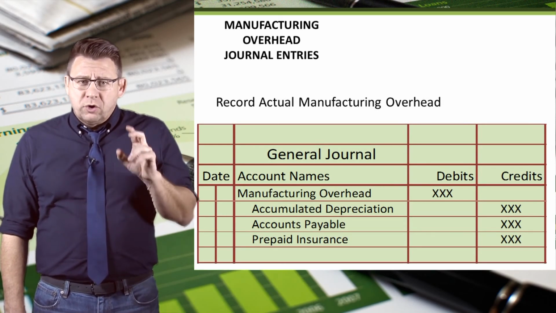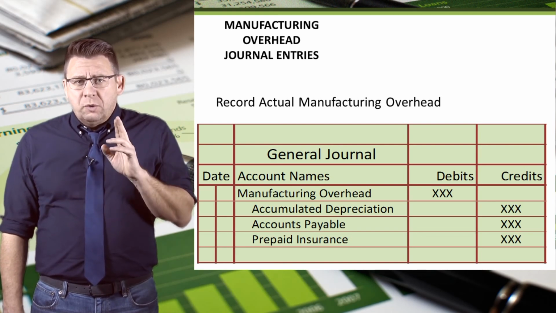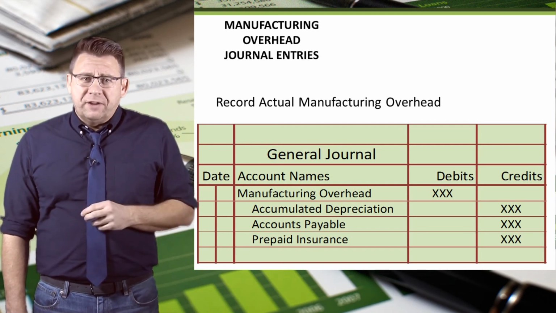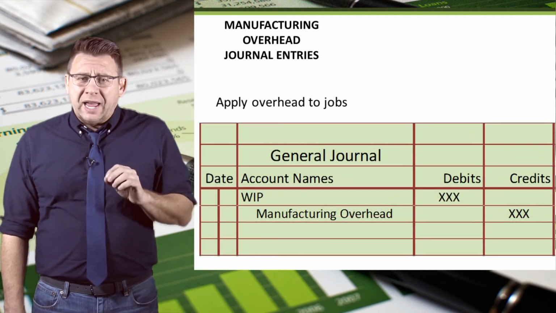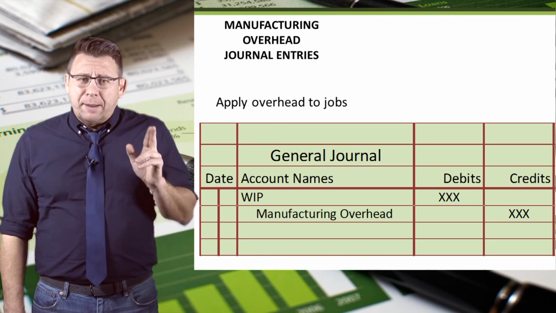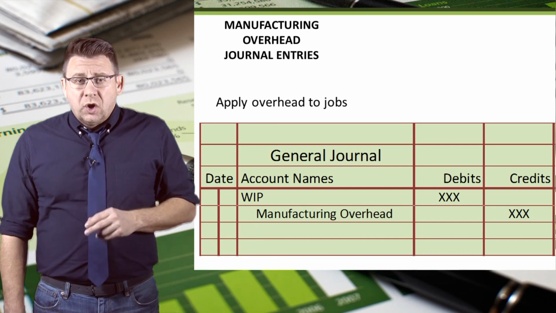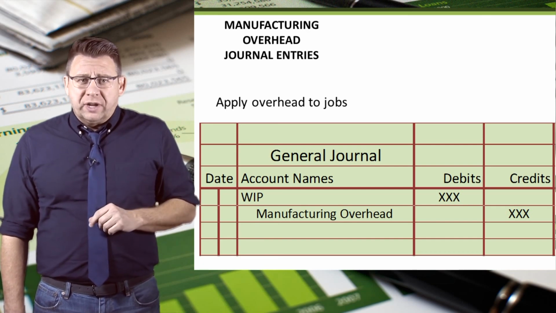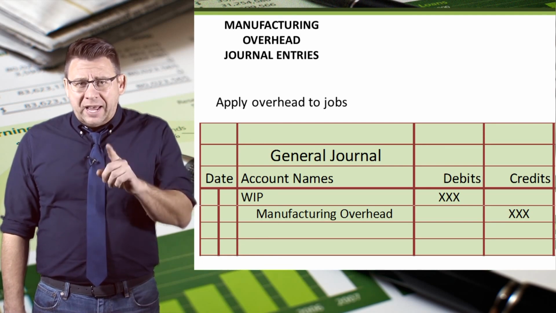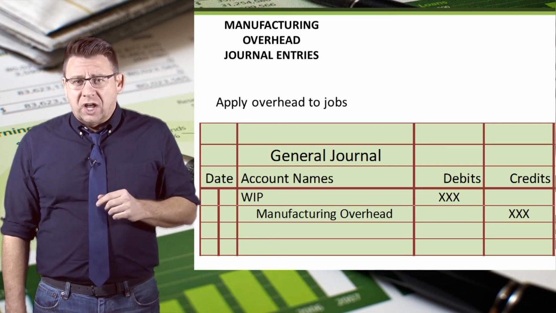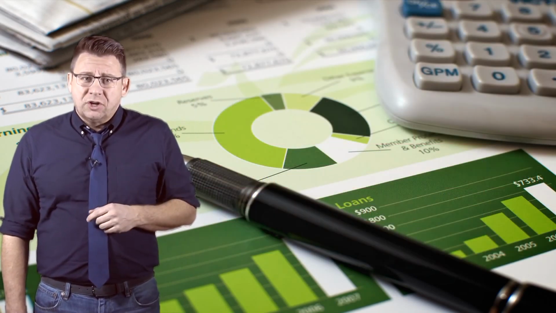The journal entry to record actual manufacturing overhead is a debit to manufacturing overhead and a credit to the various balance sheet accounts. The journal entry to apply overhead to jobs is a debit to WIP and a credit to manufacturing overhead. Remember, the amount of this journal entry is determined by using the predetermined overhead rate, not actual manufacturing overhead costs. And that concludes this short video on how to allocate overhead to jobs.